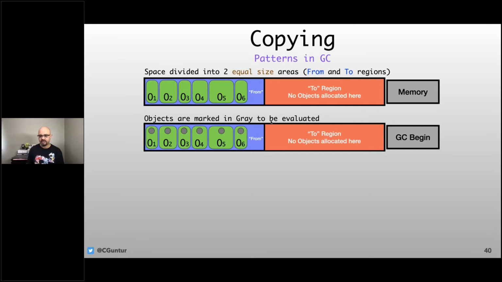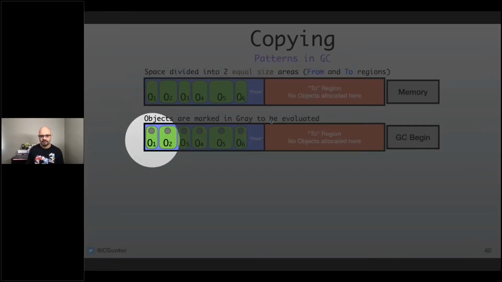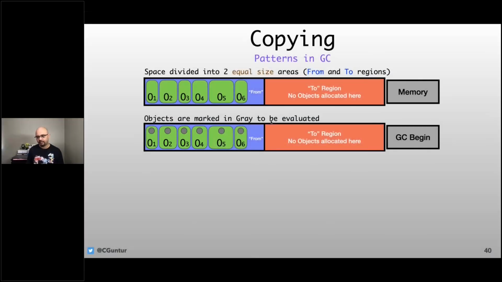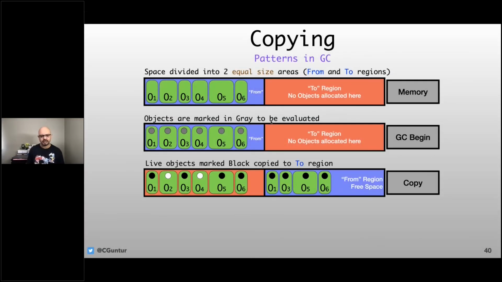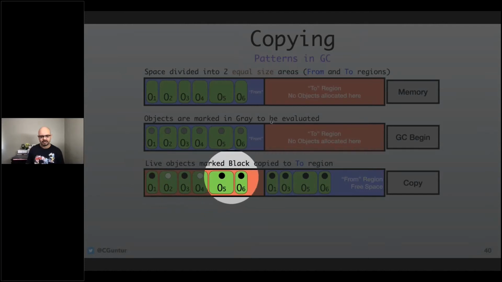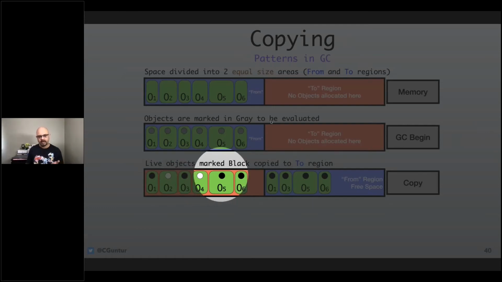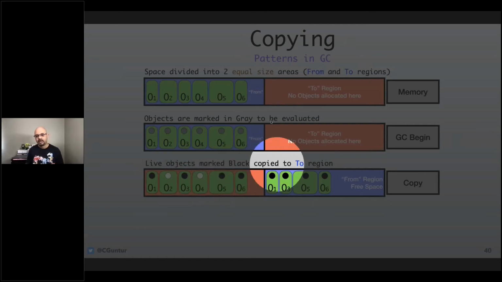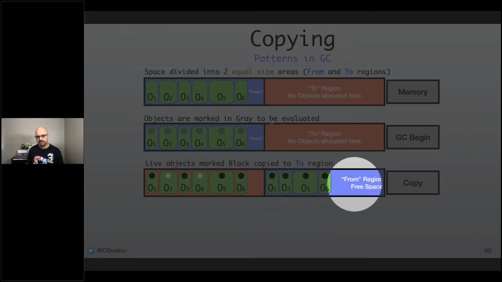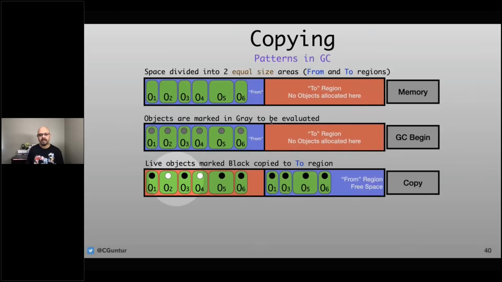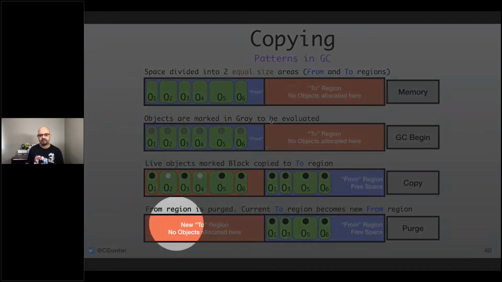So the GC cycle begins very similar to the mark sweep algorithm. You mark all the objects as gray because you don't know if they're live or dead. And then you perform the same evaluation of objects being marked as live or dead. Same example, O2 and O4 are marked as dead. So O1, O3, O5, and O6 are then moved into another region, and this region now becomes the from region, and the region from which they were moved becomes the to region. And what we then do is we purge everything from that region.